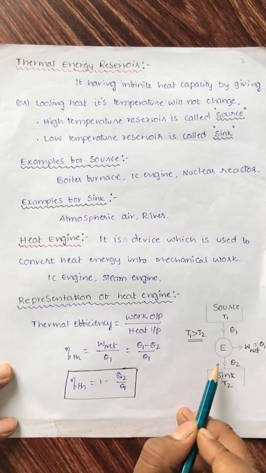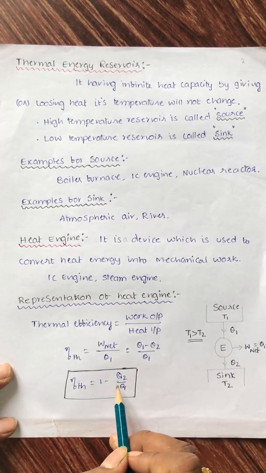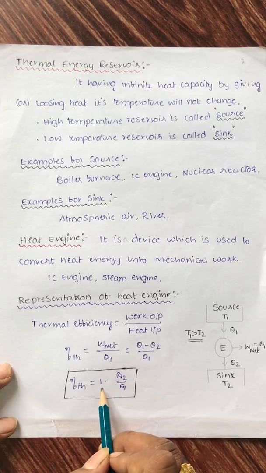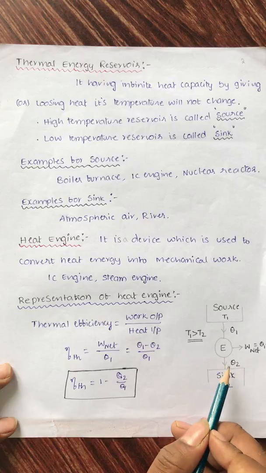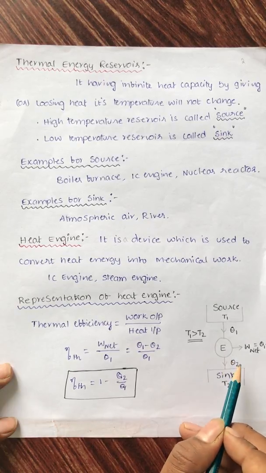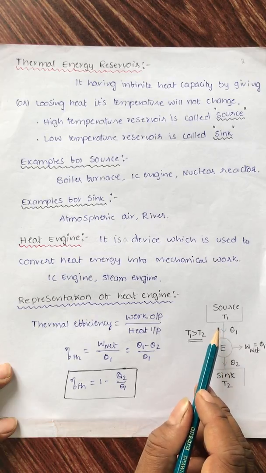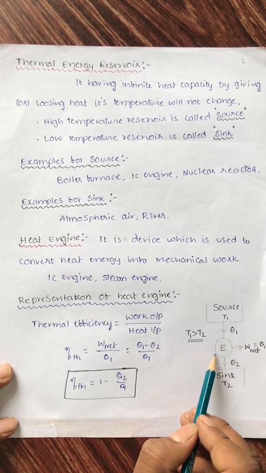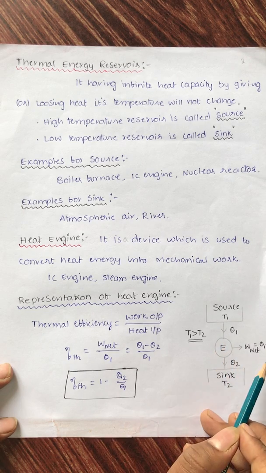For example, if Q2 is 0, there is no heat rejection. Then 1 minus 0 is 1, that is, efficiency is 100%. But the efficiency can never be 100%, because there must be some heat rejection all the time. It cannot convert the heat into 100% work, because low grade energy is never converted into high grade energy 100%.